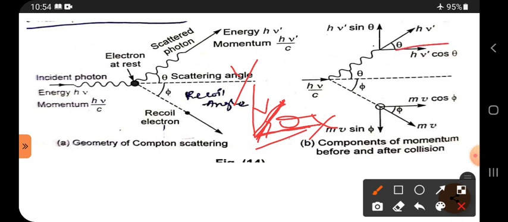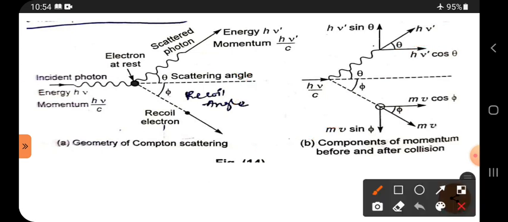Now from this point, draw one normal on the x-axis and one normal on the y-axis. Now you see one right angle triangle here, and on this side another right angle triangle. For a right angle triangle we can apply the Pythagoras formula and trigonometric formulas, and see here it makes angle theta.